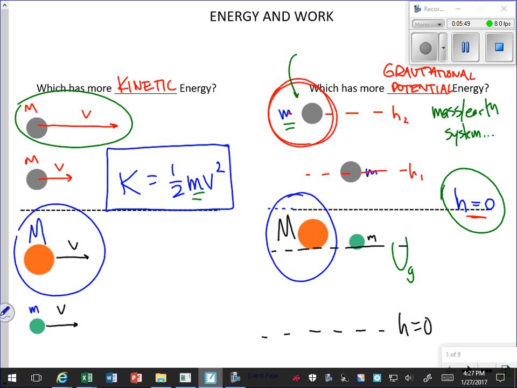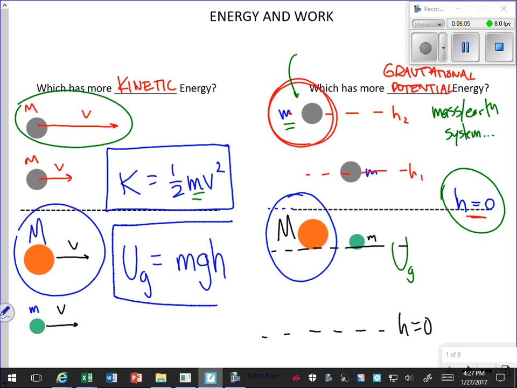And so gravitational potential energy, UG, depends on the object that's in the field made by something else and how high up it is above some arbitrarily chosen zero height.